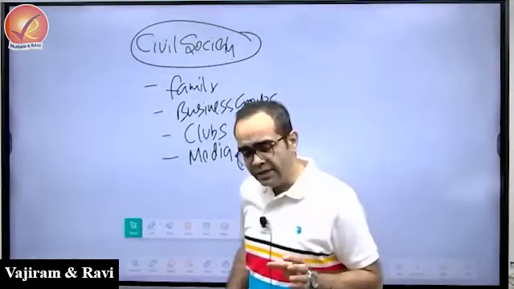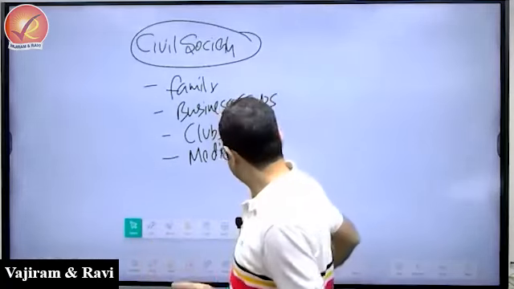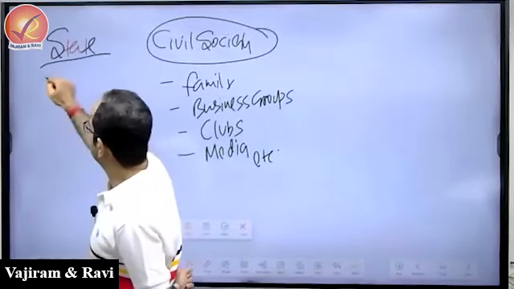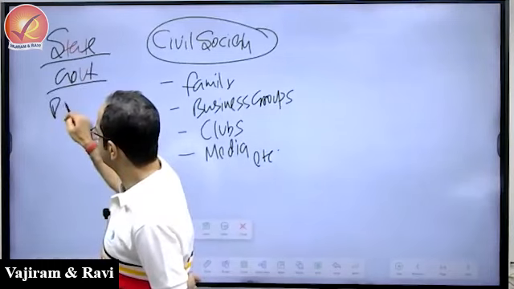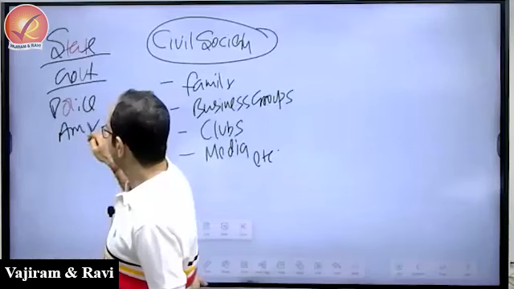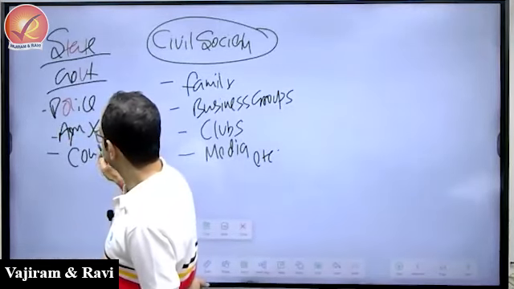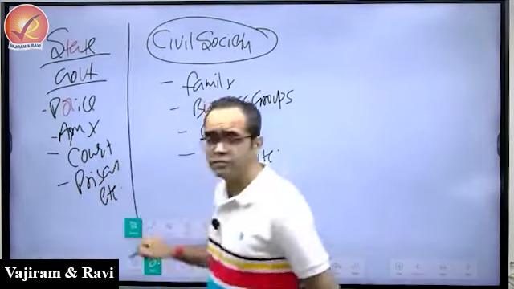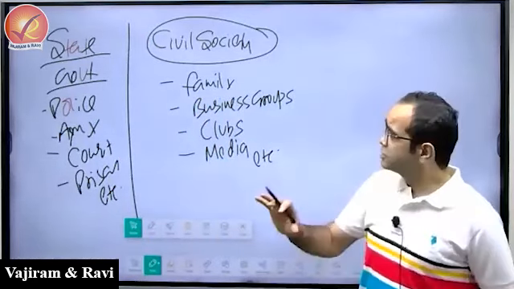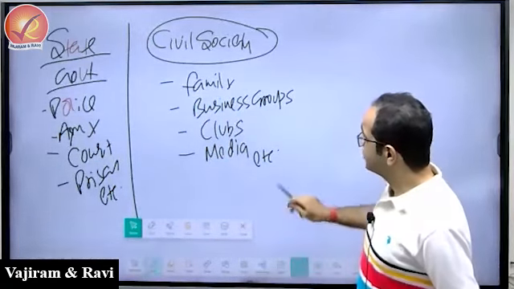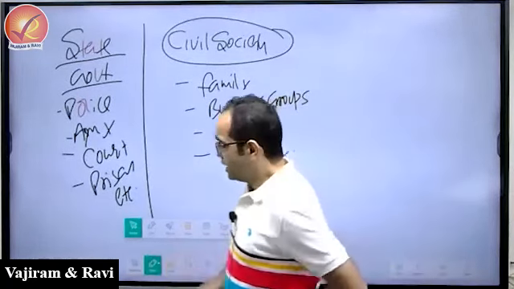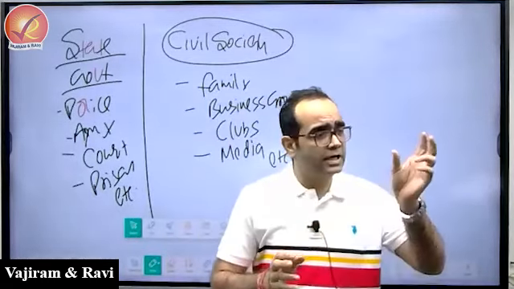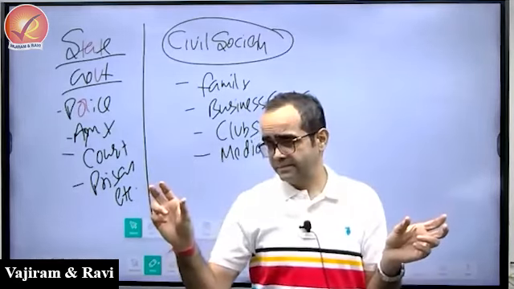Now, civil society is distinct from the state. If you consider that the state deals with the government, basically, for example, police, army, court, prison, etc., all these are part of the state. Civil society is said to be an intermediate association which mediates the relationship between the individual and the state.